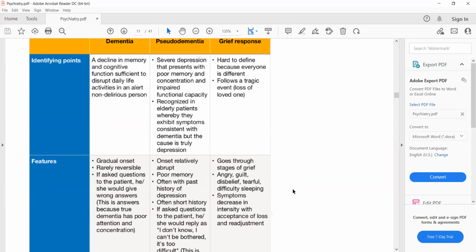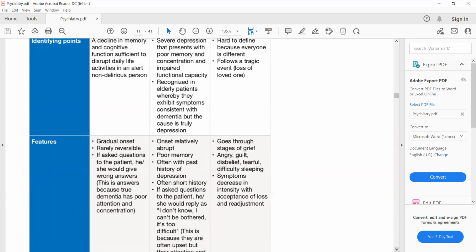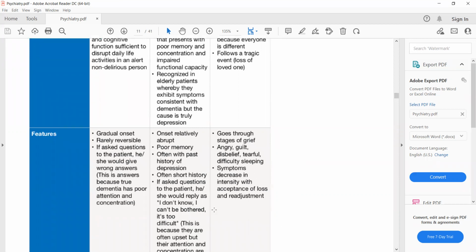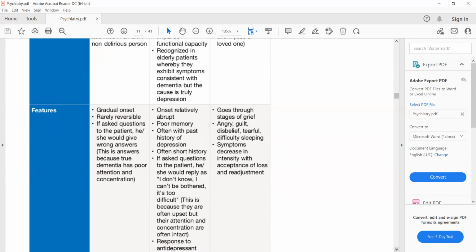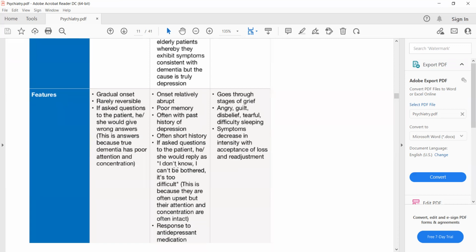The answers will be wrong because a person with true dementia has poor attention and concentration and memory problems. While on the other hand, if you ask questions of a patient with pseudo dementia, he will say, I don't know, I can't be bothered, it's too difficult, I don't want to answer. So if he responds like that, then it is most likely pseudo dementia.